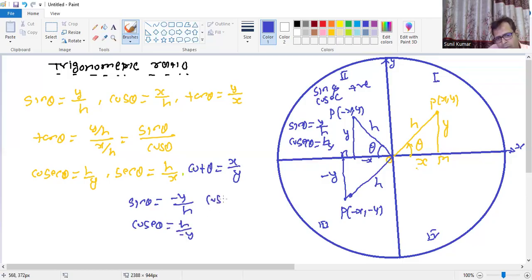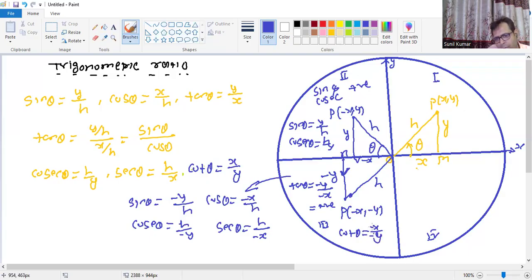Similarly, if we find cos theta in the third coordinate, what we are getting is again minus x by h. So sec and cos theta are also negative in the third coordinate. If we find tan and cot, tan theta is perpendicular by base. Perpendicular is minus y and the base is minus x. So minus y divided by minus x will be positive. So tan is positive, and cot is also positive. Cot theta we can write as minus x by minus y, so both cancel. We can say positive. So in the third coordinate, tan and cot are positive, and the remaining sine, cos, sec and cosec are negative.